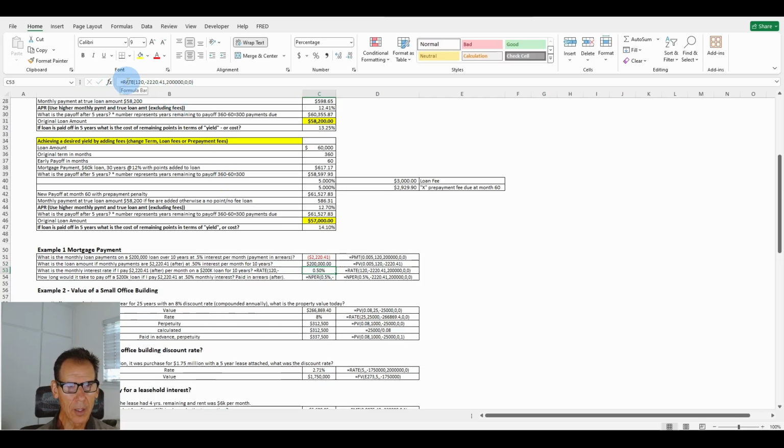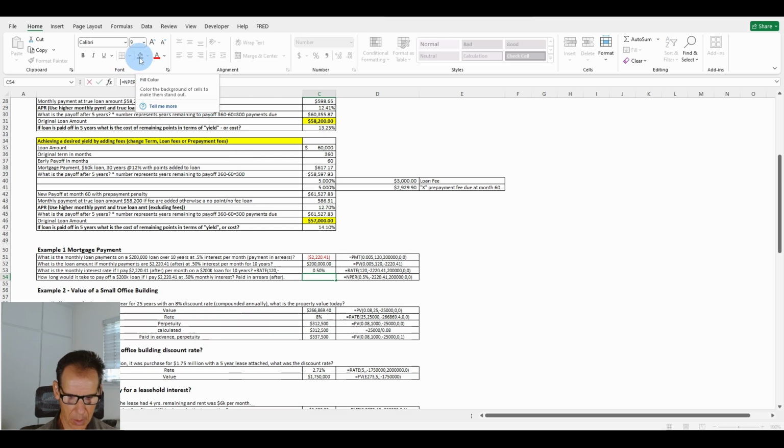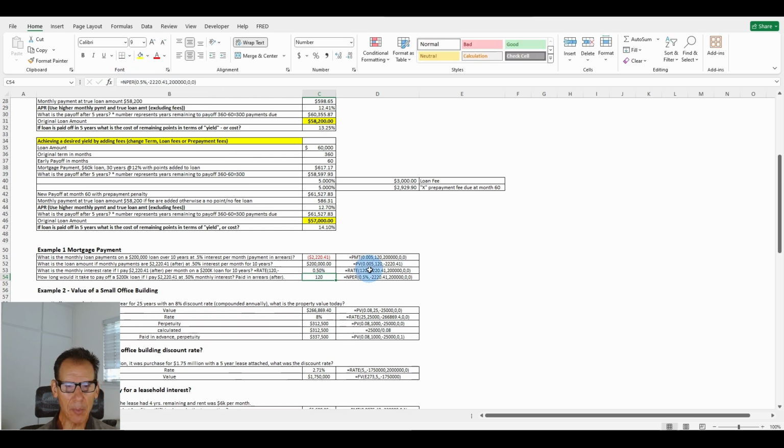So let's say we have a 10-year deal. We know the monthly payment and we know the loan amount. What's the rate? The number of periods equals. This is simple algebra using Excel.